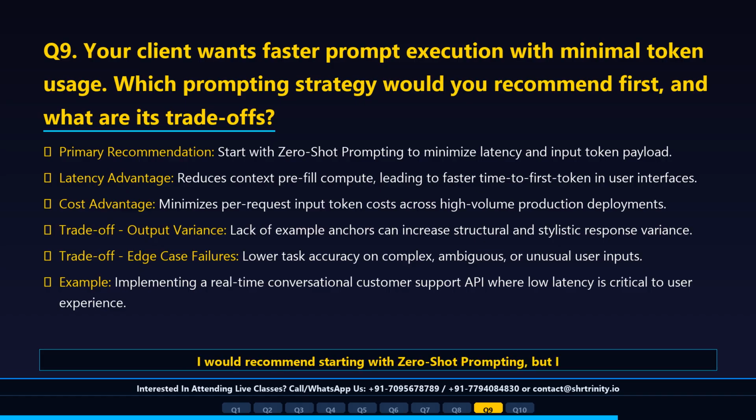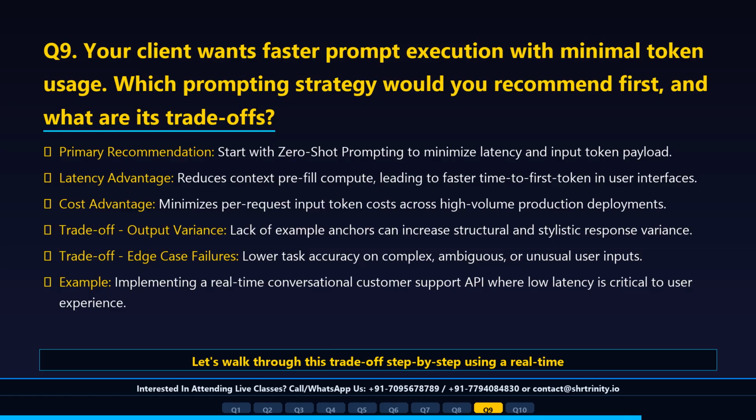I would recommend starting with zero-shot prompting, but I would explicitly outline the operational engineering trade-offs to the client. Zero-shot is the most token-efficient prompting method available because it eliminates the static payload overhead of sample responses. In production, shorter prompts directly translate to lower API costs per call and reduced prefill processing time, which drastically improves time-to-first token latency for end users. However, choosing zero-shot involves trading off structural stability for speed and lower cost.